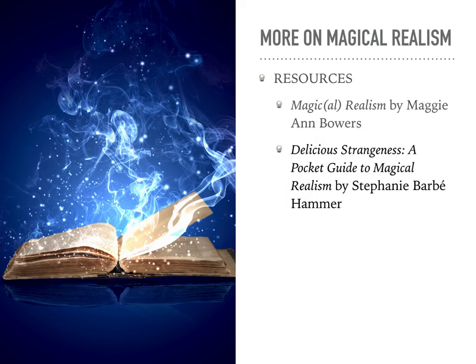And then there's Delicious Strangeness, a pocket guide to magical realism by Stephanie Barbe Hammer. This book is if you're interested in writing magical realism. How do you bring the unseen world to the mundane, often real world? So there are writing tips and tools and tricks that this book has laid out in order to incorporate magical realism into your writing.